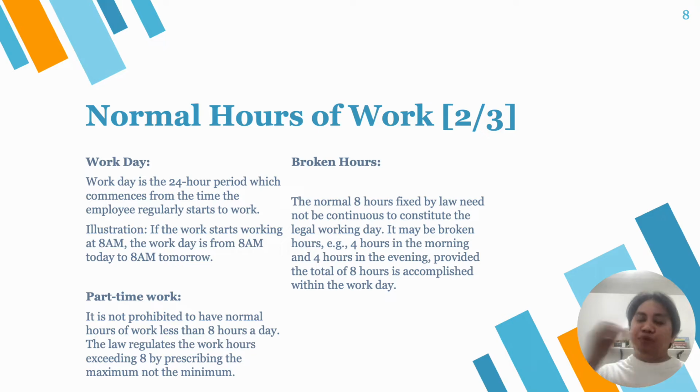So how do we define work day? Work day is the 24-hour period which commences from the time the employee regularly starts at work. For example, if the employee starts working at 8 a.m., the work day is from 8 a.m., the start of the work day, until 8 a.m. tomorrow. So it's a 24-hour cycle when we say work day.